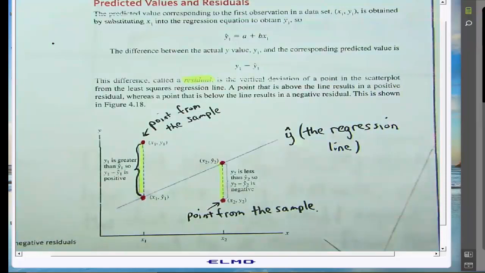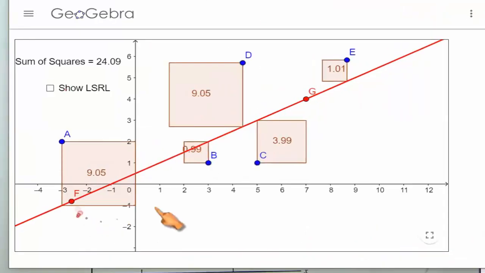And when we go to find the least squares line, notice right here, I've got 5 points, A, B, C, D, and E, in my scatter plot. And each one of these points has a residual, right? If you look at point E, this line segment, this distance would be the residual for point E. So each one of these points will have a residual.